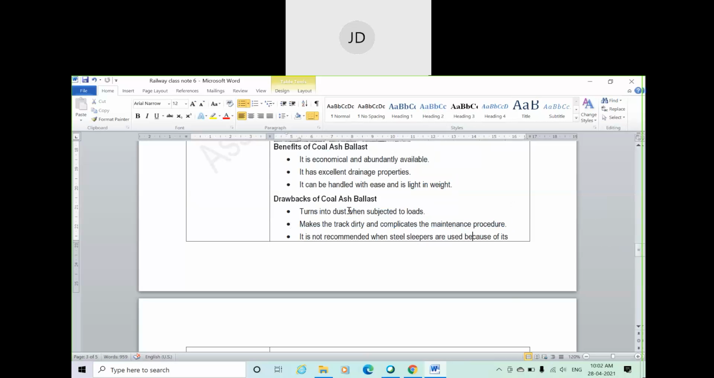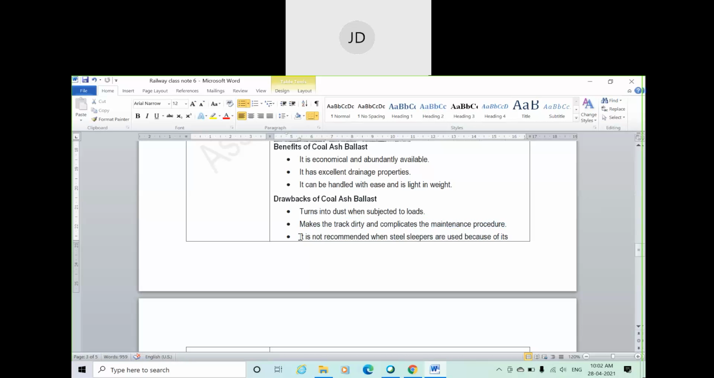Of course, coal is dirty. If you touch the coal, it will leave a footprint on your hand. So if you're using a large amount of ballast in the railway track, just imagine how the track would look. It makes the track dirty and complicated, and the maintenance procedure will also become complicated.